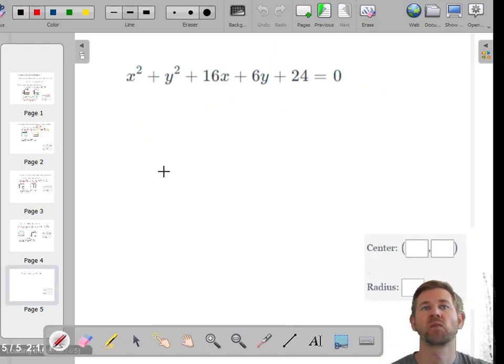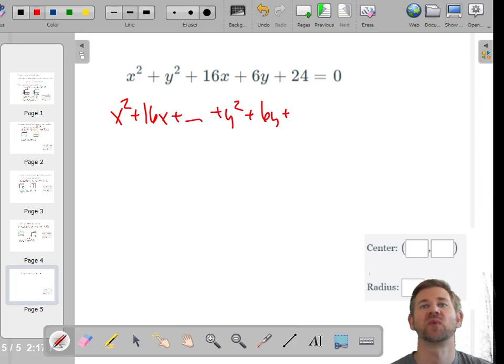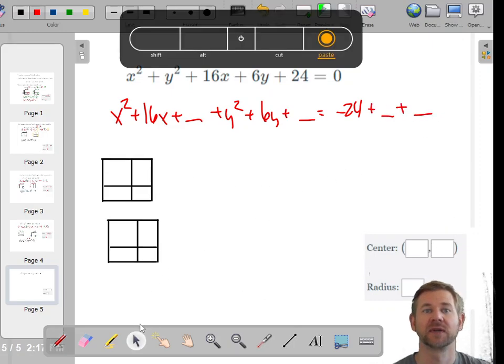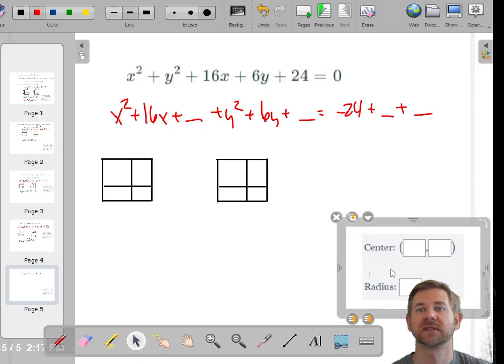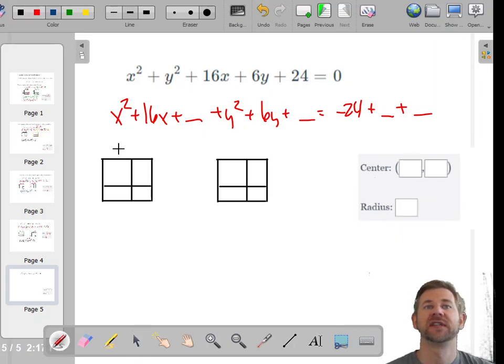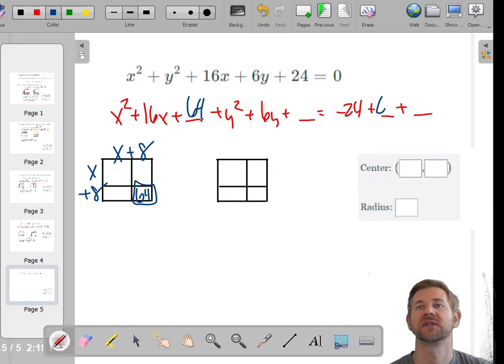All right, one more. x squared plus 16x plus something, y squared plus 6y plus something, and then move the 24 over, and now we can complete the square. So here's my little boxes. Let's get this thing up here so you can see it. Half of 16 is 8, so x plus 8, that means the corner is 64. Half of 6 is 3, y plus 3, the corner is 9.